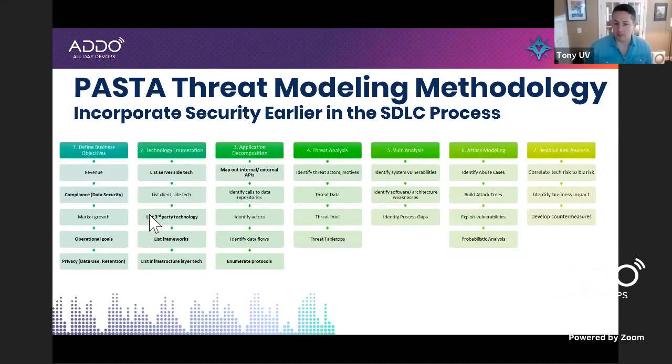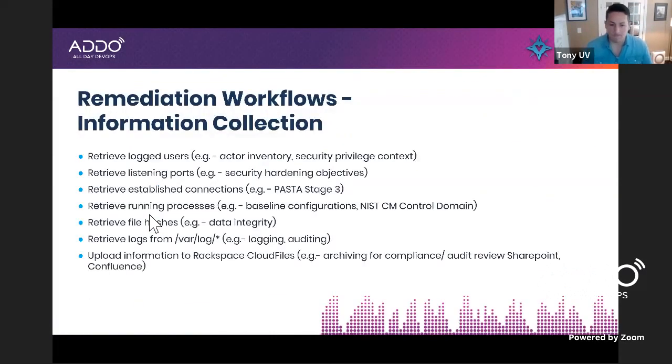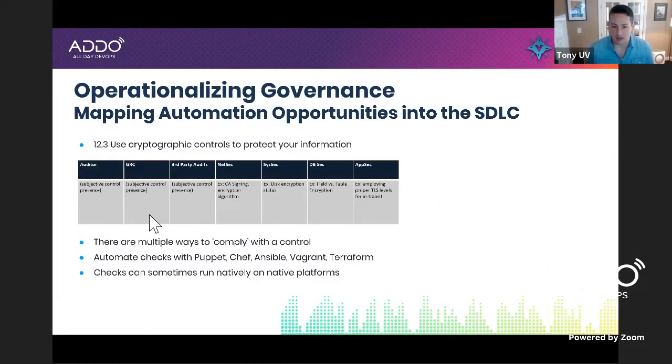I'm going to go through some examples. There's more on PASTA that you can get from the downloaded slides, but let me get to some good examples here for automation. So let's talk about operationalizing governance, mapping automation opportunities into SDLC. So here's a real criteria: 12.3, use of cryptographic controls to protect your information. Basically, there's network requirements on how that's applied, system requirements, database requirements, application security requirements. So there's multiple ways that you need to demonstrate how to comply with this.